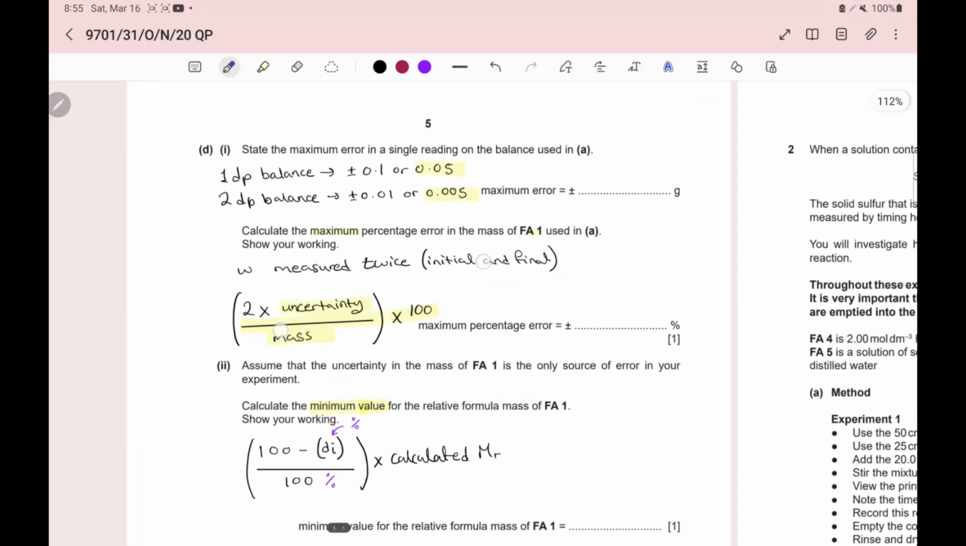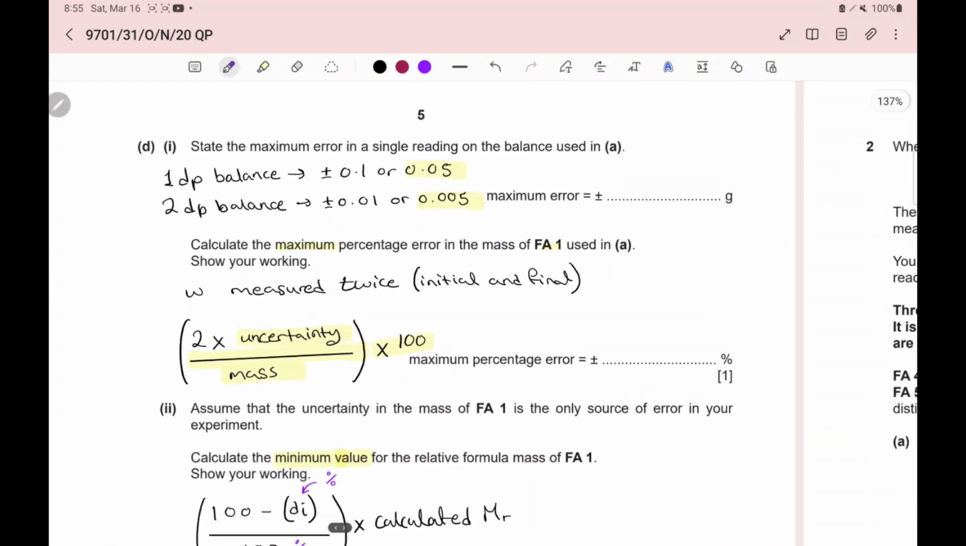Now, for the next part, we're going to state the maximum error in a single reading on the balance used in A. Depending on the balance that you're dealing with, whether it's a 1 decimal place balance or a 2 decimal place balance, the mark scheme accepts either of these answers, but the right one should be the ones highlighted in yellow. So if it's 1 decimal place, so 0.1, you should divide by 2 to get the actual error, which is 0.05, and you'll place it in here, right? That's the error you're going to keep using for the next calculation.